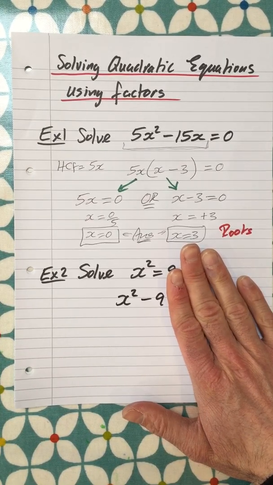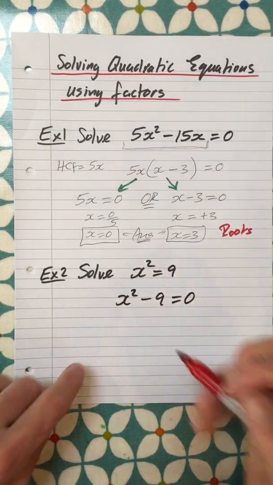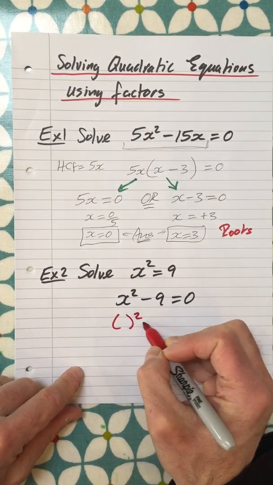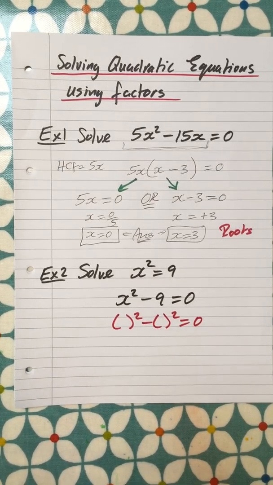Is there an HCF? Do they have anything in common? No. Is it a trinomial? No. Is it a difference of two squares? Well, let's see. To see if it's a difference of two squares, if I can rewrite it as a square minus a square equals 0, well then it is a difference of two squares.